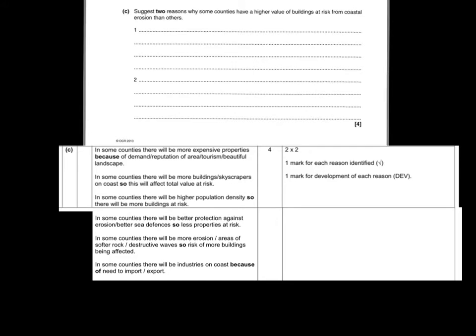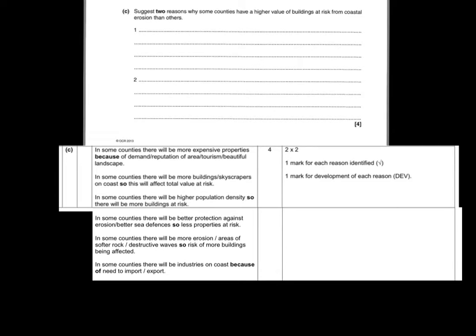And if you look at the mark scheme, that's more or less what they've actually picked out. So, first of all, you could have a reason that explains there'll be more erosion. More erosion might be because of softer rock, it might be to do with destructive waves, or it might even be to do with the climate and the weather and storms and fetch. Any reason which has got more erosion and an explanation gets you 2 marks.